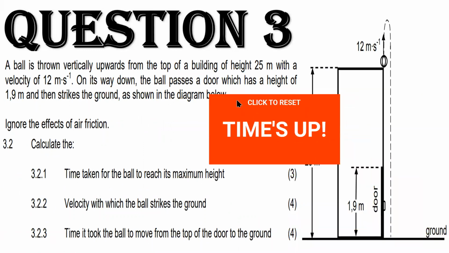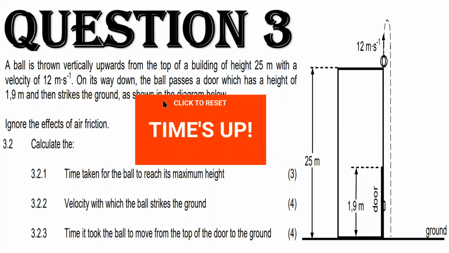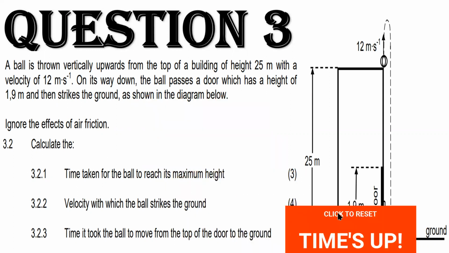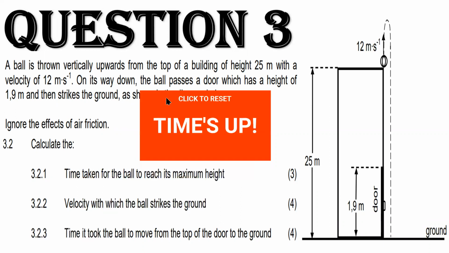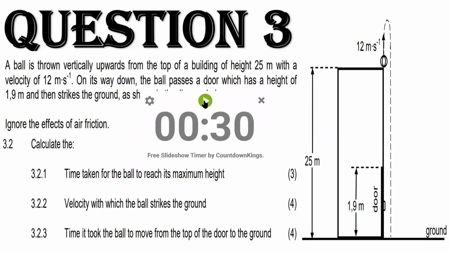3.2 is coming now, but we're going to separate them. We're going to give you time for 3.1, 3.2, 3.3. Let's start with the first one, 3.1: time taken for the ball to reach maximum height. Starting from 25 meters and going to the maximum point, you remember that when the object reaches the highest point, velocity changes to 0. Remember that, and please try to get the time to the highest point.